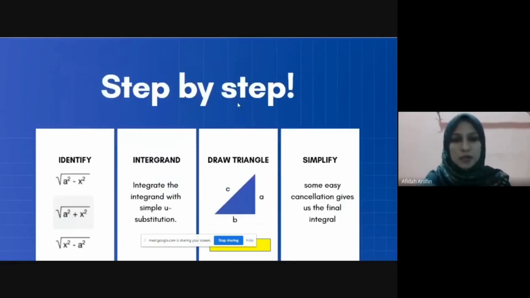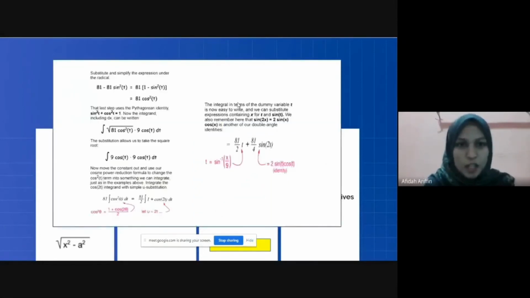The next step, you will integrate. In this step, you will substitute. You will make a simple substitution to get the answer. It's not the final answer yet. For this example, in this part you have a long solution, because you will use trigonometry expressions. You will use trigonometry identities. You will substitute to get the answer like this.